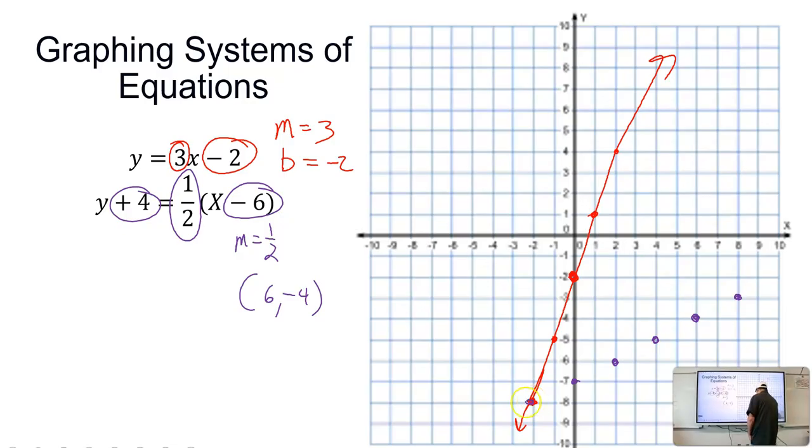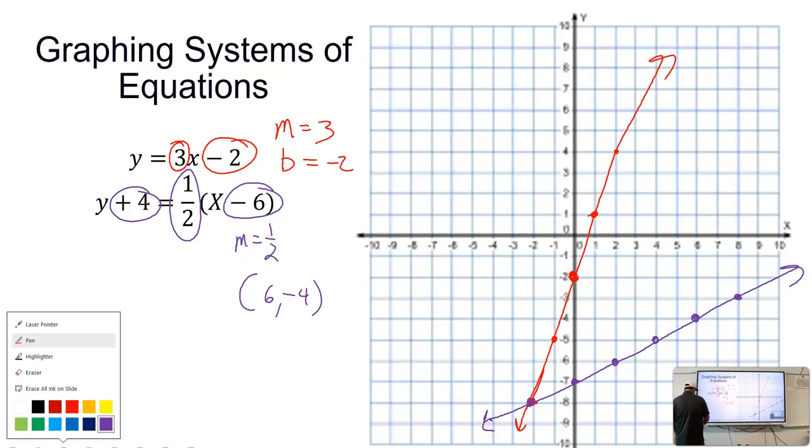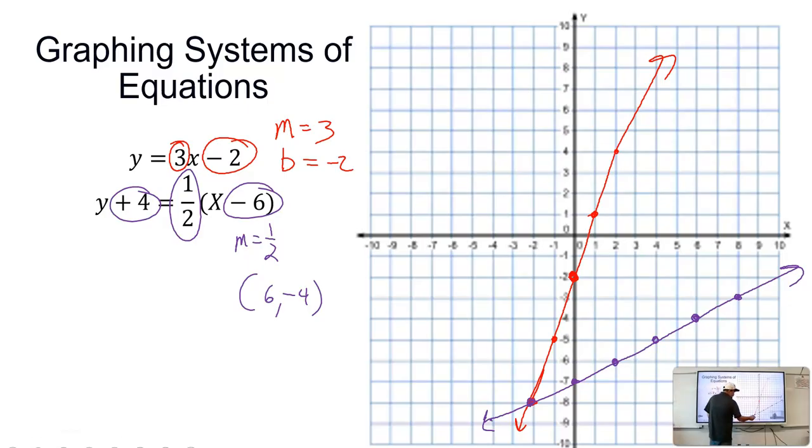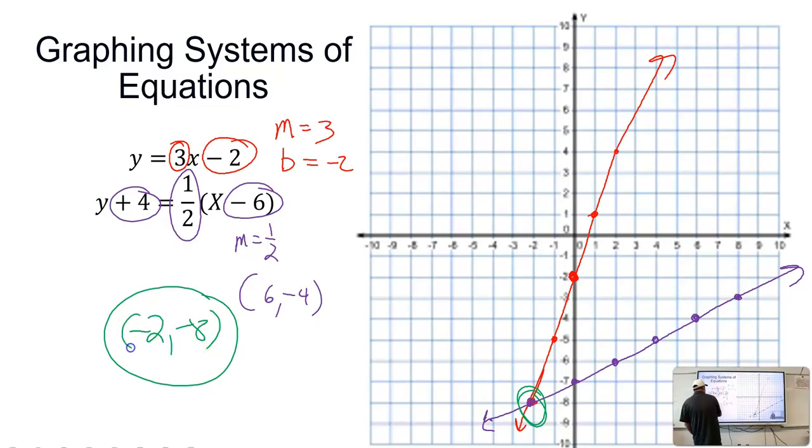Boom. So it crosses clear down here. So we'll create that line. But we can see that it crosses right here at the coordinate -2, -8. So that would be the solution to that system of equations.